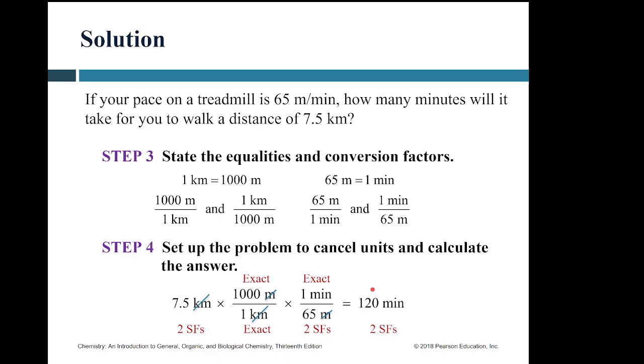I made 7.5 kilometers. I know times 1,000 makes meters, so 7.5 times 1,000 is, of course, 7,500. Then we divide that by 65. You can use a calculator.